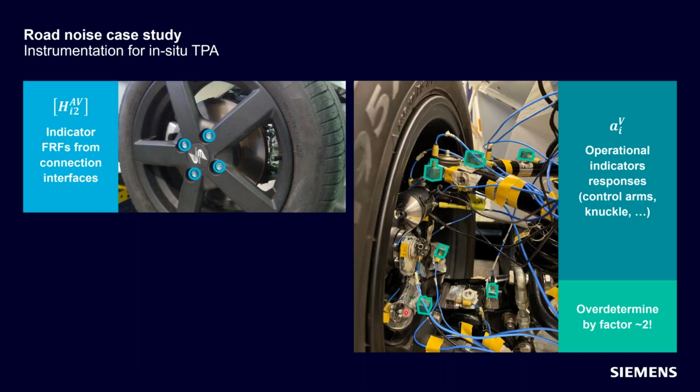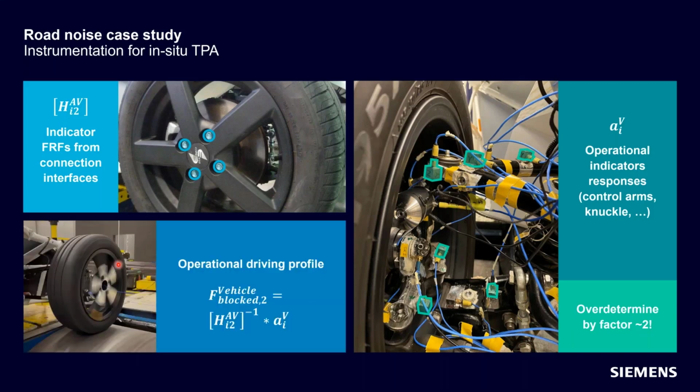On the receiver side, we have instrumented a few triaxial accelerometers, which are distributed on the knuckle and the upper and lower control arms, as close as possible to the actual wheel center. What is important when it comes to in situ TPA is that you want to have some overdetermination. We are going to estimate blocked forces based on indicator measurements. You don't want to have just enough indicators to do that estimation. As a rule of thumb, you want at least a factor of 2 overdetermination. I'll come back to this point in the next slide.